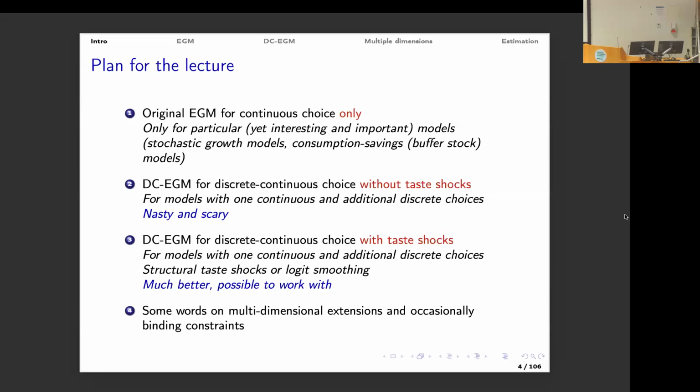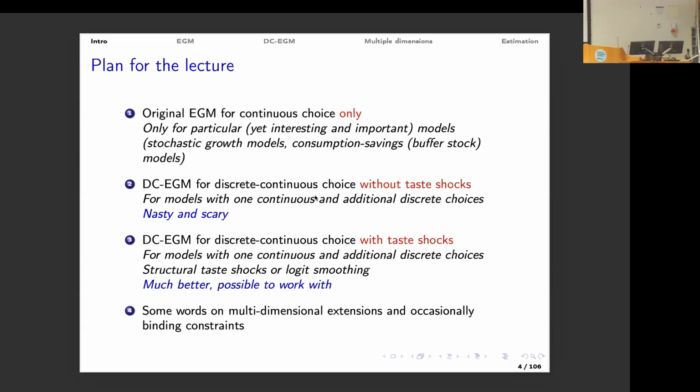If you add taste shocks, which can actually be interpreted in both ways, the way that Bob was talking about in the beginning, as something not observed that is important for the choice, but you can also think of this as just a purely numerical smoother. You can try to smooth your nasty functions by adding a little bit of logit error. Things suddenly become much more tractable.